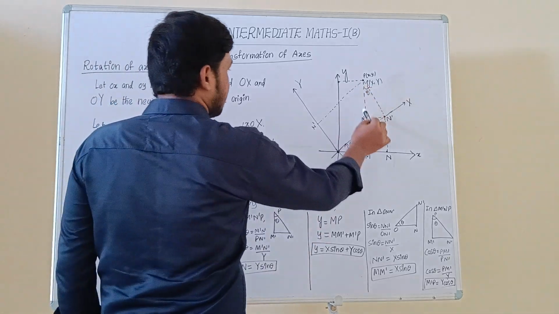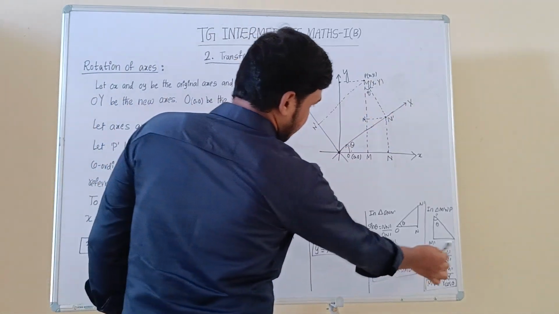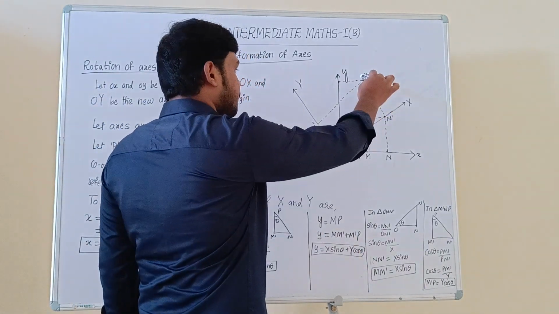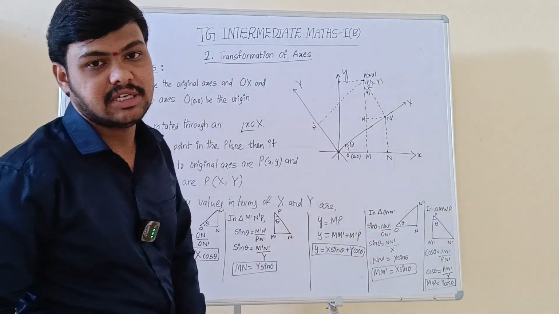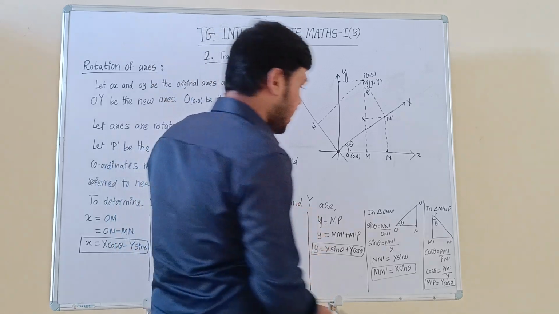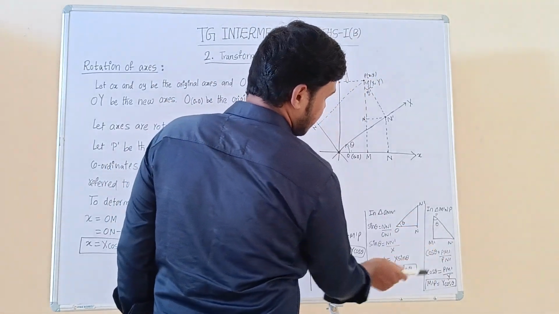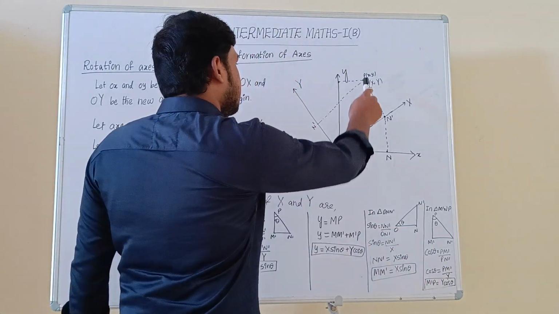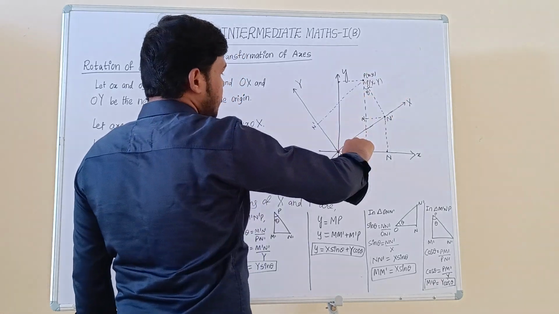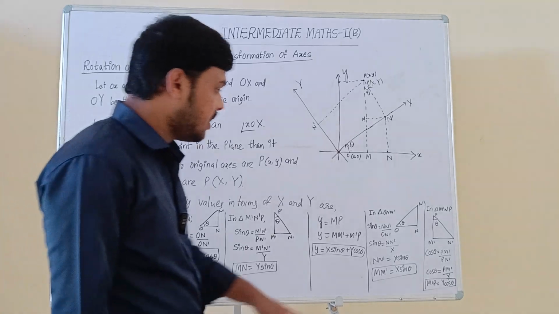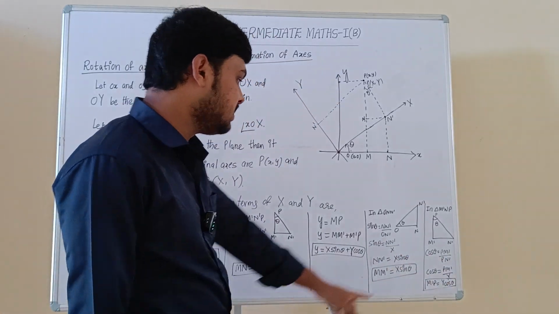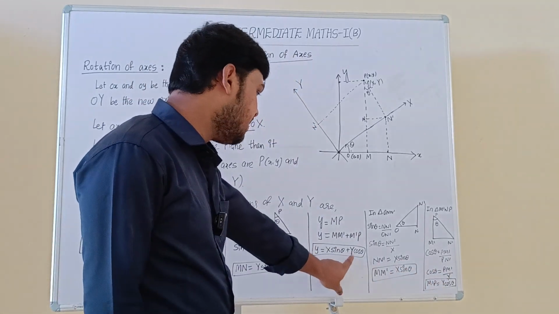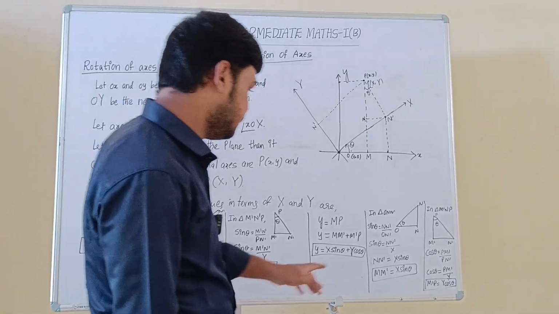For M dash P, I consider the triangle M dash and P. In that, M dash P is the adjacent side to theta, so I apply cos theta. Cos theta is equal to adjacent side by hypotenuse, that is P M dash by P N dash. P N dash is parallel to O N dash, which is capital Y, and P M dash, or M dash P, is the same. So M dash P is capital Y into cos theta.